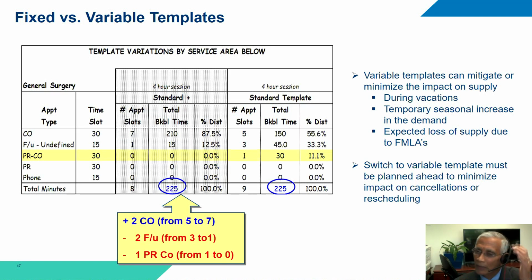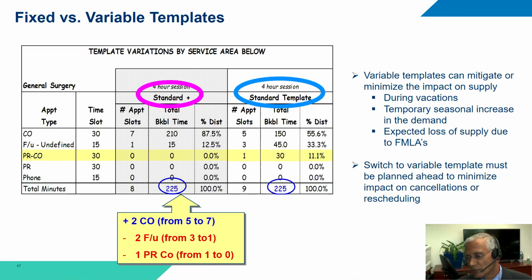And then I would like to touch base on two different types of templates. As an example, if you look at the right side, with the blue circle, you have a standard template of a specialty physician with 5 consults, 3 follow-ups, and 1 procedural consult in 225 minutes of a 4-hour block, let's assume the remaining 15 minutes is charting time.